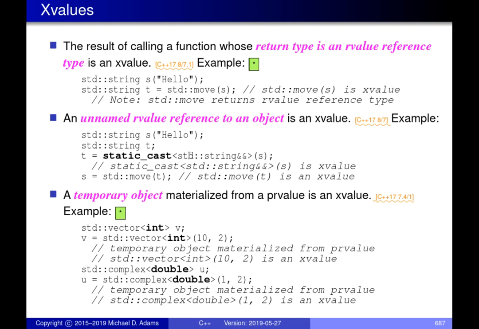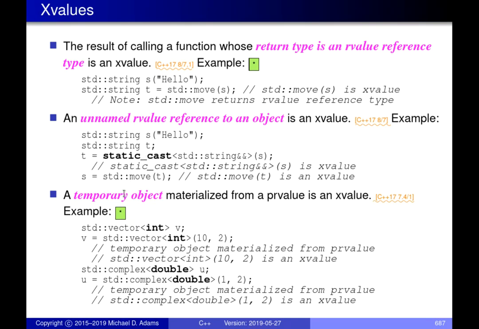If we do something like static_cast<std::string&&>(s), we're basically forcing s to have the type R-value reference to a string, but it doesn't have a name because this right-hand side has no name. It's just a temporary object on the right-hand side of the equal sign that's holding the result of the static_cast. It's unnamed, therefore this is going to be an X-value expression.